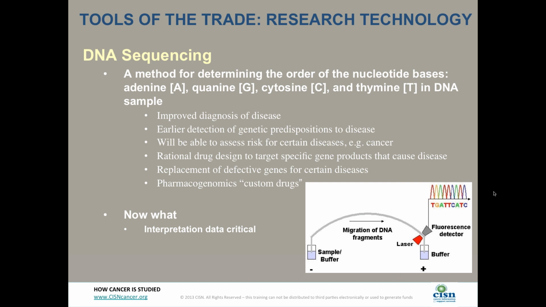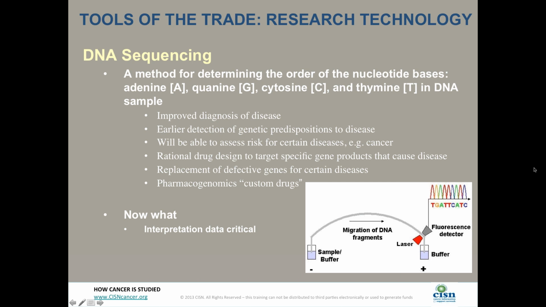You might be able to assess risk for certain diseases, and this would be a risk-based approach. It helps with rational drug design. If there are specific genes that are causing disease, there are some people who are working at replacing defective genes for certain diseases.